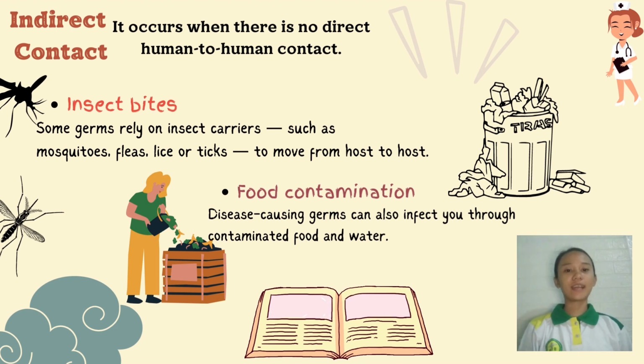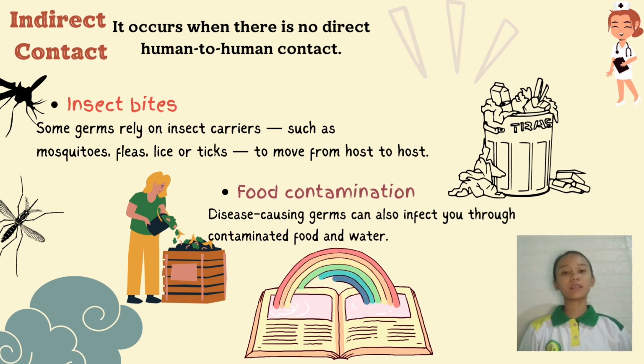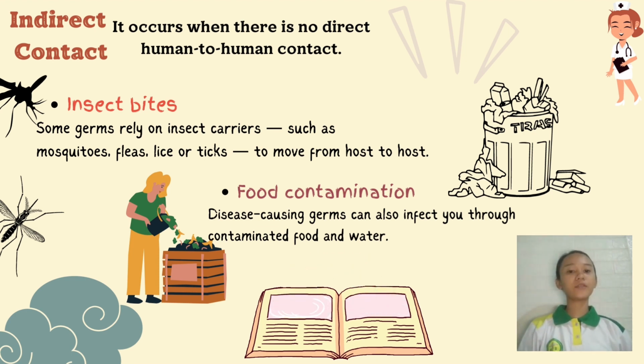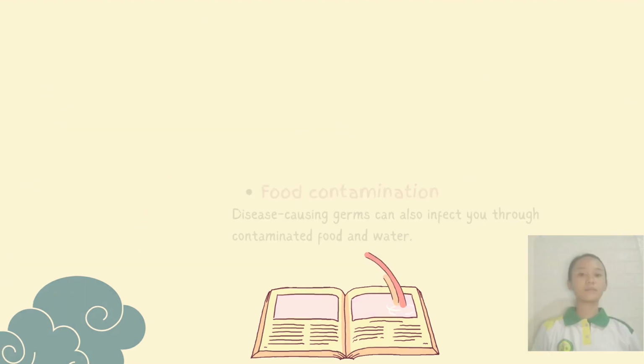Next, we have indirect contact. Indirect contact occurs when there is no direct human-to-human contact, such as insect bites and food contamination. Insect bites. Some germs rely on insect carriers such as mosquitoes, fleas, lice, or ticks to move from host to host. Next, we have food contamination. Disease-causing germs can also infect you through contaminated food and water. This allows germs to be spread to many people through a single source.